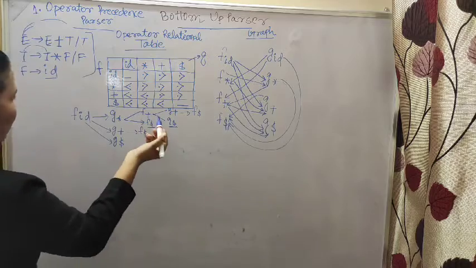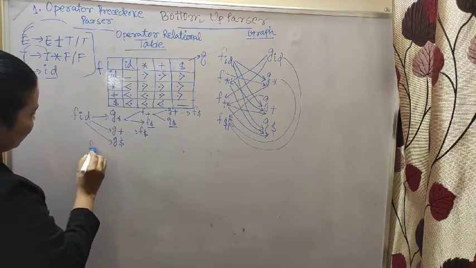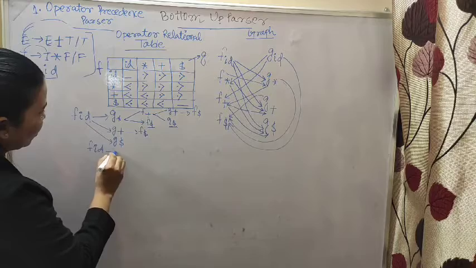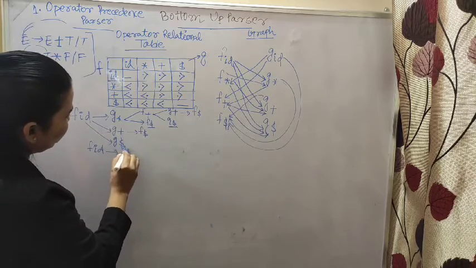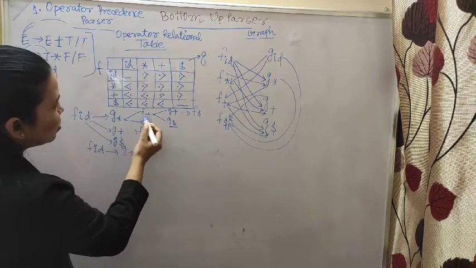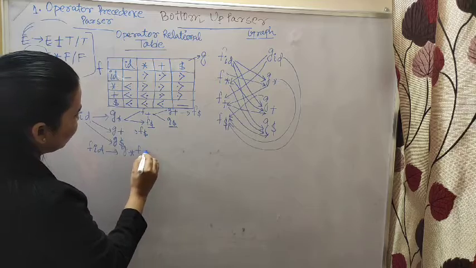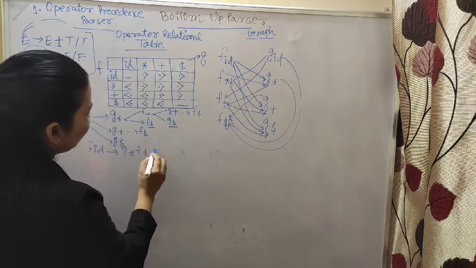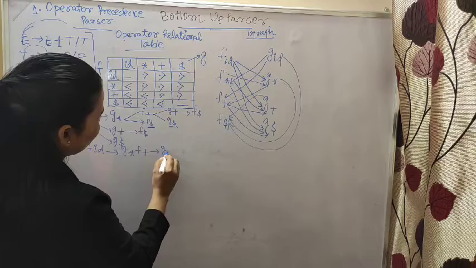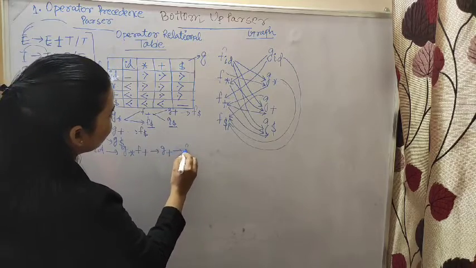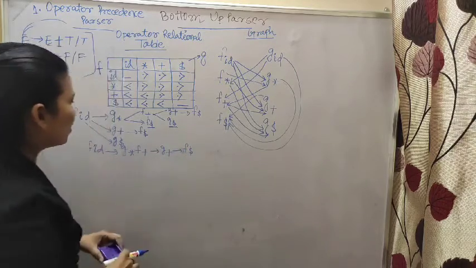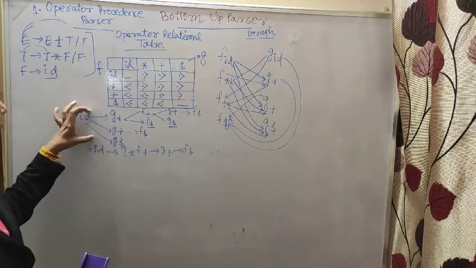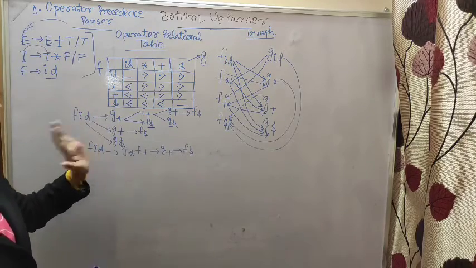So which one is the longest path? FID to G star, and G star to F plus to G plus, and then G plus to F dollar. This is the longest path. How can we find that out? I already told you everything.